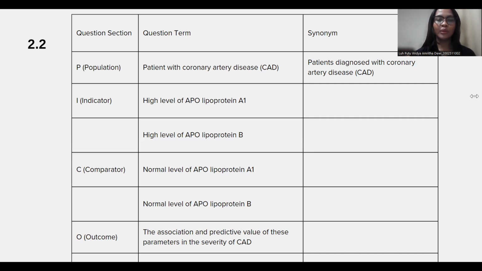For the C, or comparator, are normal level of apolipoprotein A1 and normal level of apolipoprotein B. For the O, for the outcome, are the associations and predictive value of these parameters in the severity of coronary artery disease and also the incidence of ischemic heart disease.